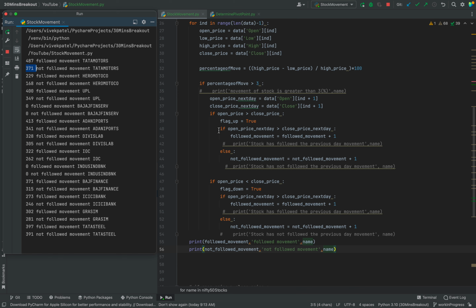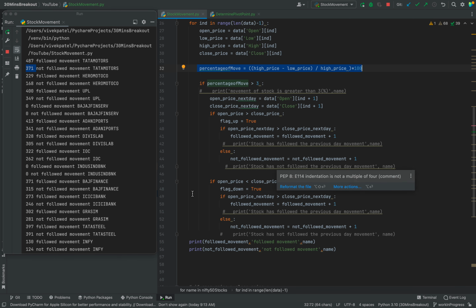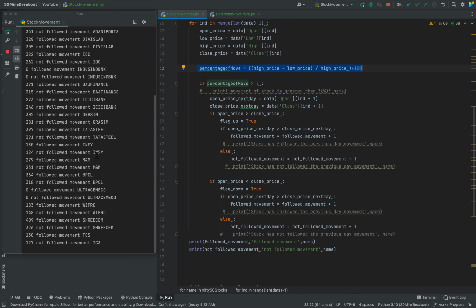So we added two logics here. This open greater than close calculates if the price has gone up. Open less than close, if the stock has gone down. And this percentage move is just created by high minus low divided by high. Using these two conditions, we are able to know if the stock has followed the previous day movement or not.